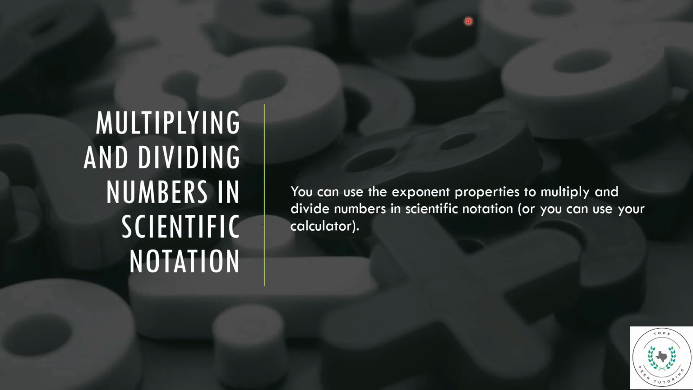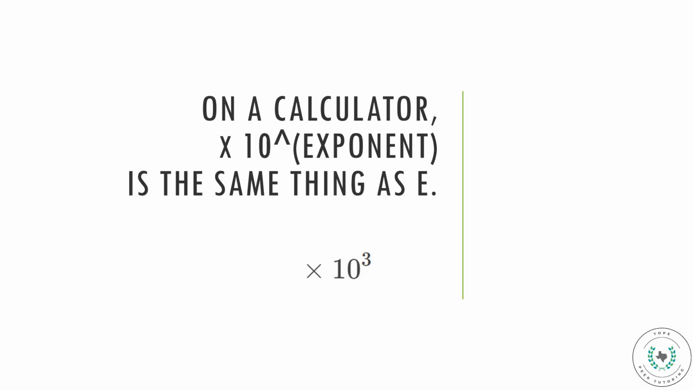Now, we're going to be combining this with a little bit of prior knowledge. We're doing multiplying and dividing numbers in scientific notation format. So it says you can use the exponent properties to multiply and divide numbers in scientific notation, or you can use your calculator. I'm going to be showing you an example of how to do this both using those exponent properties or by using your calculator, because they differ slightly.